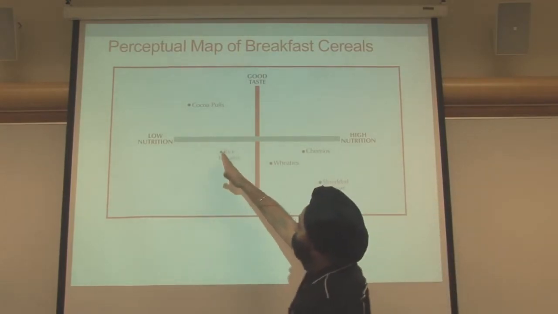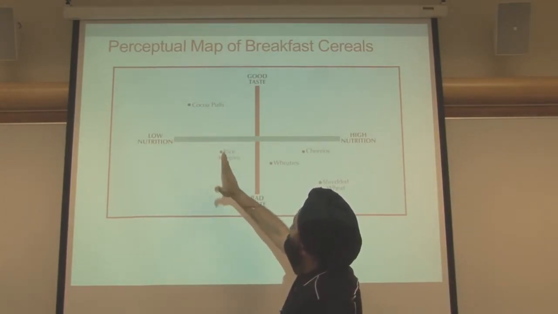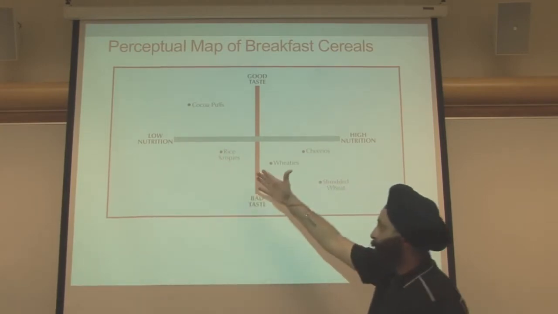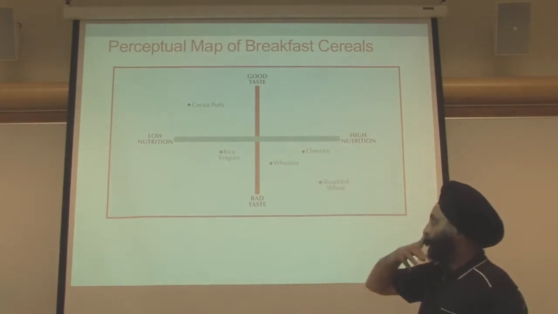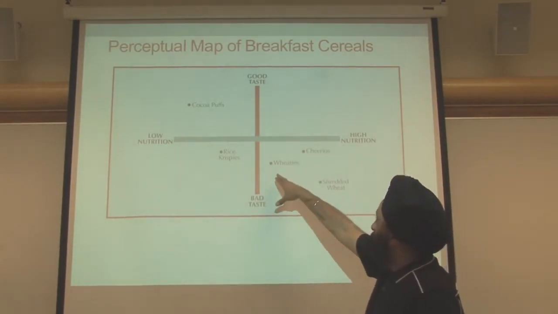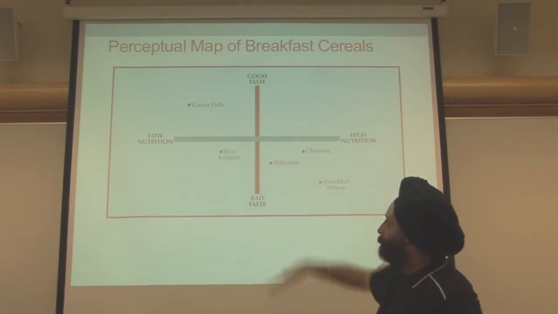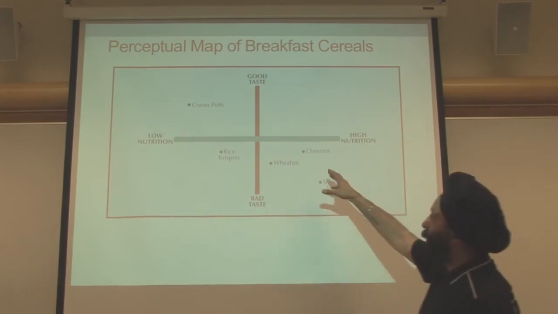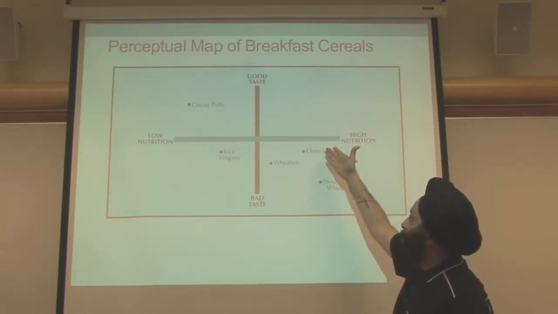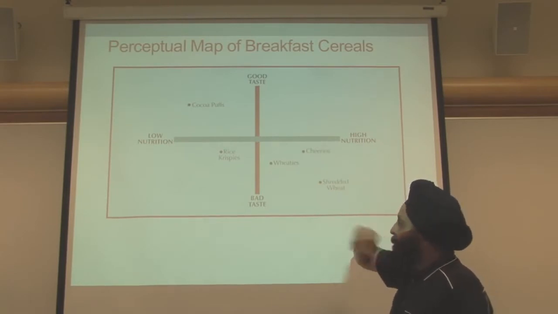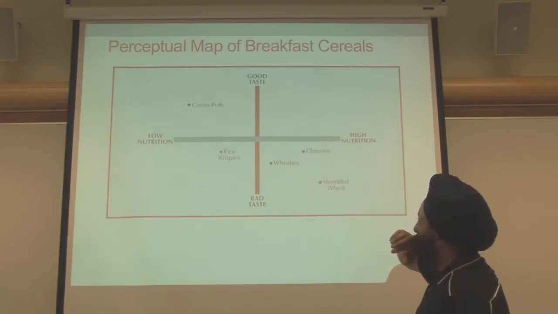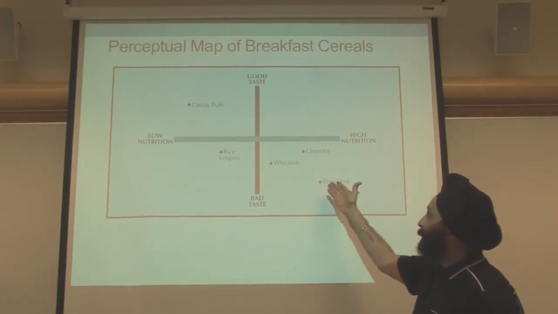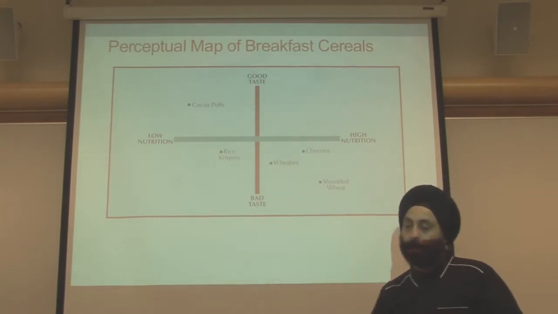Rice Krispies may be not so good in taste, but also relatively low in nutrition according to the perception of this set of consumers that were surveyed. Wheaties also is leaning towards the bad taste side, but slightly better nutrition. And Cheerios, again, has high nutrition, better for people's health, but taste-wise, it's not coming up to par. And shredded wheat, even though it's high nutrition, may be perceived as bad taste.